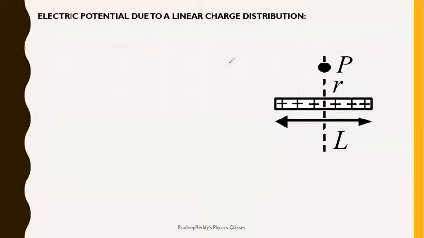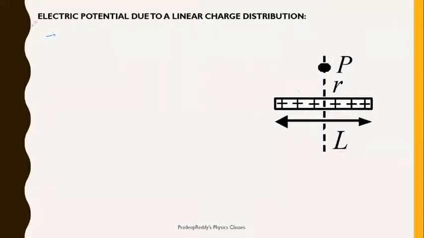Already we have learned how to find electric field and electric force due to extended charges. The same procedure we will be following here also. We will be using the concept of integration and differentiation, and we will find out electric potential. So we have two different ways to find electric potential in such cases, because we already know how to find electric potential using electric field.